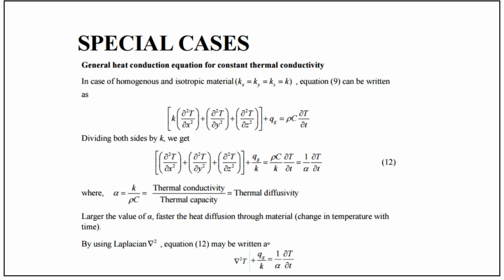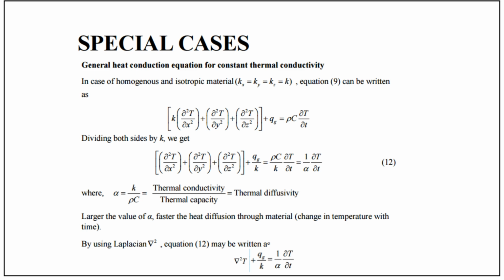Moving to next slide, special case, constant thermal conductivity. For a homogeneous and isotropic material where kx equals ky equals kz equals k, then k times ∂²T/∂x² plus ∂²T/∂y² plus ∂²T/∂z² plus Q dot equals rho c times ∂T/∂t.